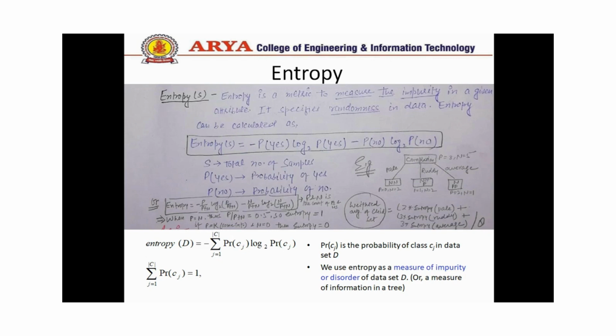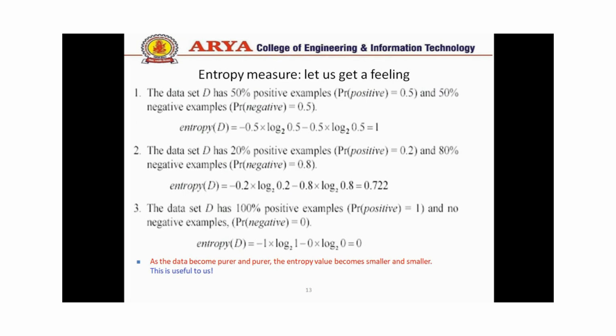Entropy is a metric to measure the impurity in a given attribute. It specifies randomness in data. Entropy can be calculated as minus P of yes, that is probability, log base 2 P of yes, minus P of no, log base 2 P of no. It can also be written as minus P by P plus N log base 2 P by P plus N, minus N by P plus N log base 2 N by P plus N. Here S is total number of samples, P of yes is probability of yes in your data set, and P of no is known as probability of no in your data set.